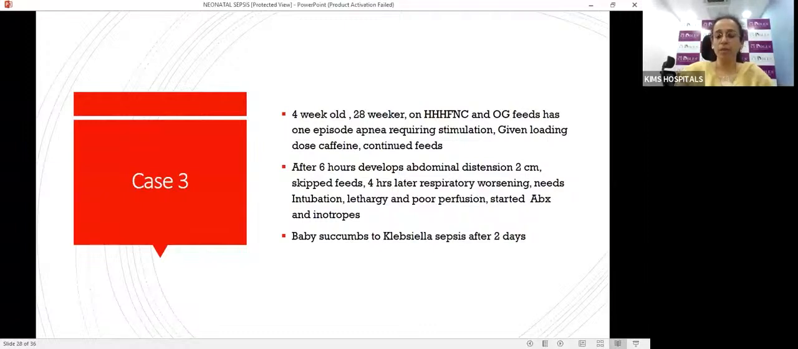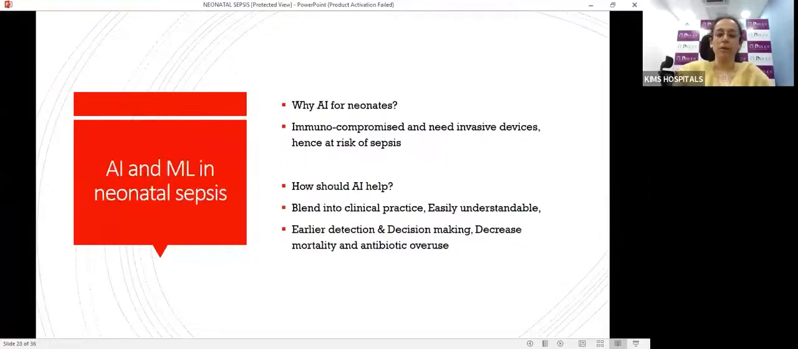This baby succumbs to Klebsiella sepsis after 2 days, because the antibiotic initiation was done a few hours after the baby started having clinical deterioration. The earlier signs of infection can be non-specific and can be overlooked because of various other factors which mimic sepsis in such preterm babies.